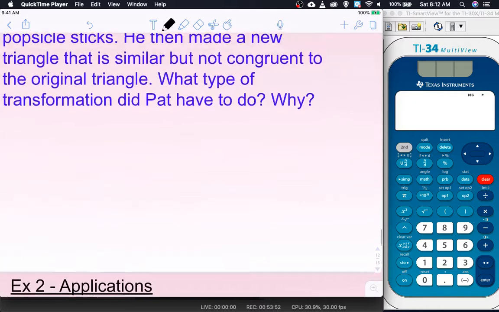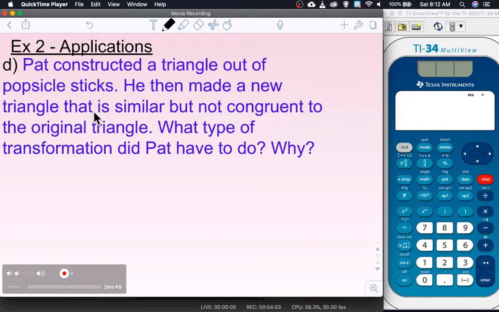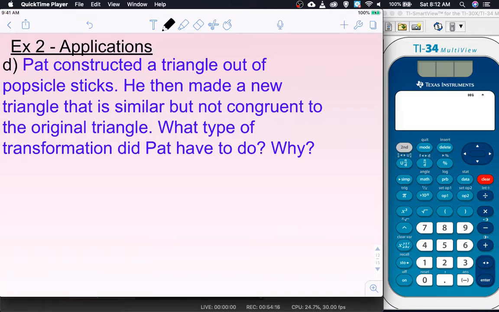Letter D. I think this is almost the last question. It says, Pat constructed a triangle out of popsicle sticks. He then made a new triangle that is similar, but not congruent to the original triangle. What type of transformation did Pat have to do, and why? Go ahead and pause the video, draw a picture if you need to. When you're ready to continue, hit play, and we'll go through it together.